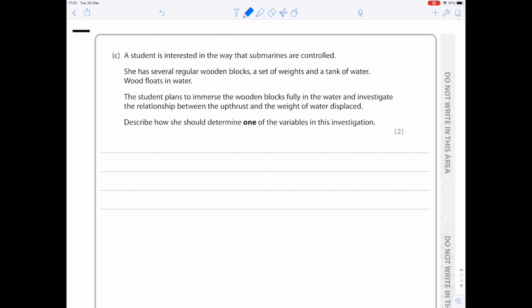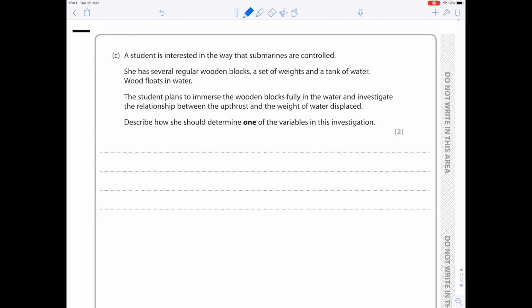C. A student is interested in the way that submarines are controlled. She has several regular wooden blocks, a set of weights and a tank of water. Wood floats in water. The student plans to immerse the wooden blocks fully in the water and investigate the relationship between the upthrust and the weight of water displaced. Describe how she should determine one of the variables in this investigation.